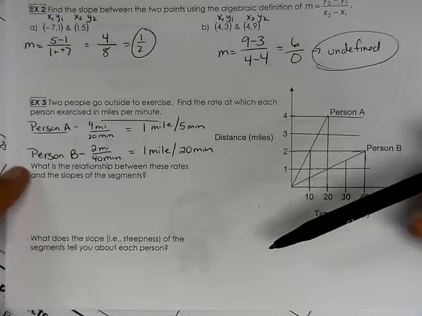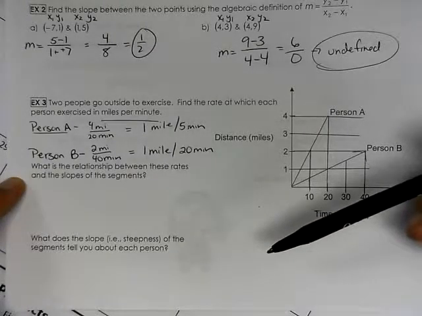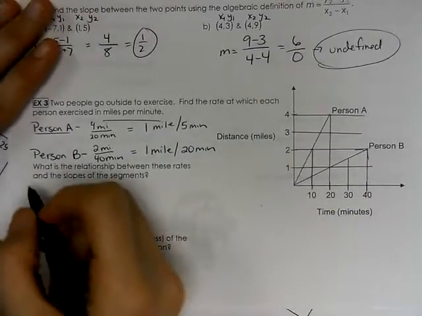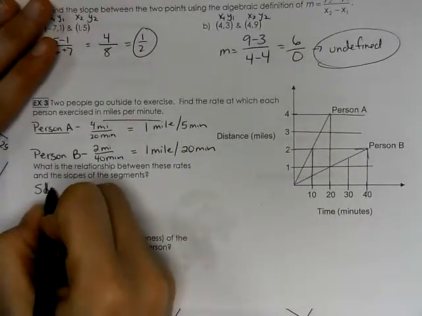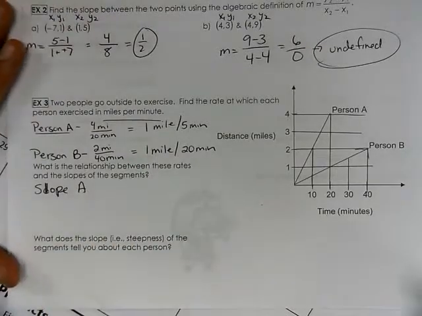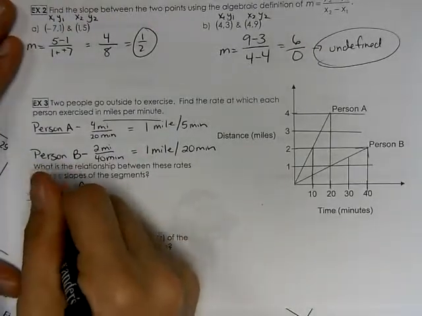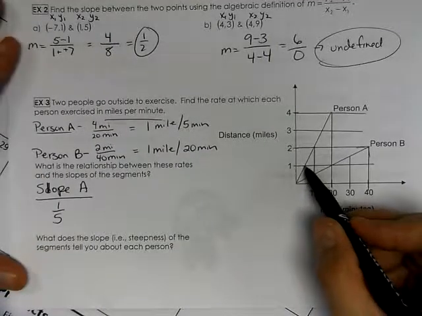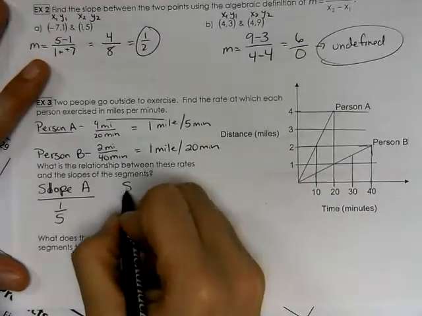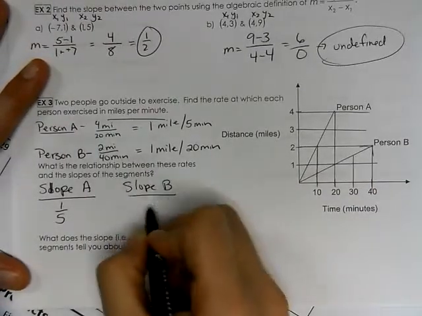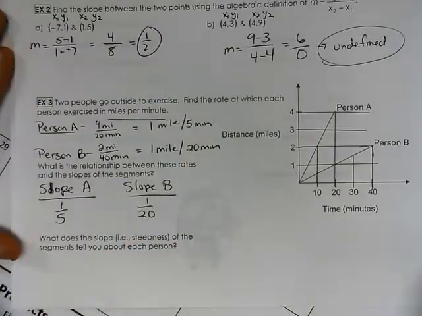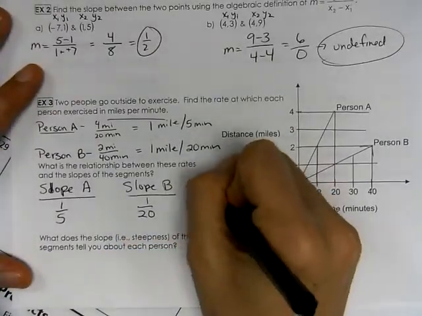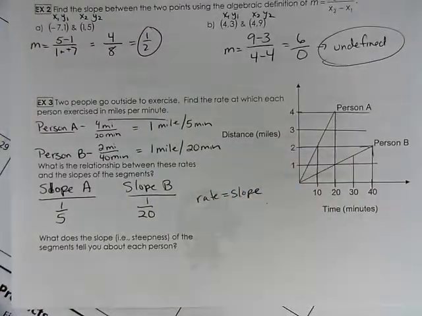What's the relationship between these rates and the slopes of the segments? The slope of line A would be 1/5. Every 1 mile you'd go up 5. The slope of line B would be 1/20th. So rate and slope are the same thing. So if it asks you for the rate at which they're going, it's really asking you for the slope.